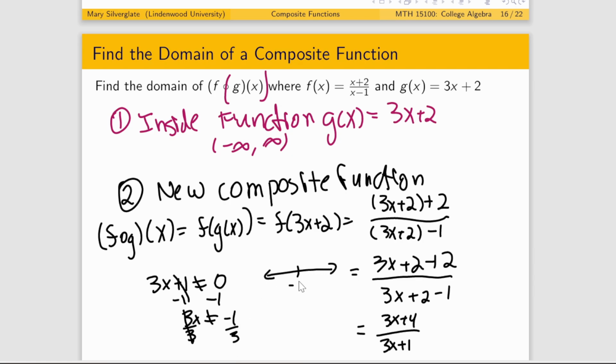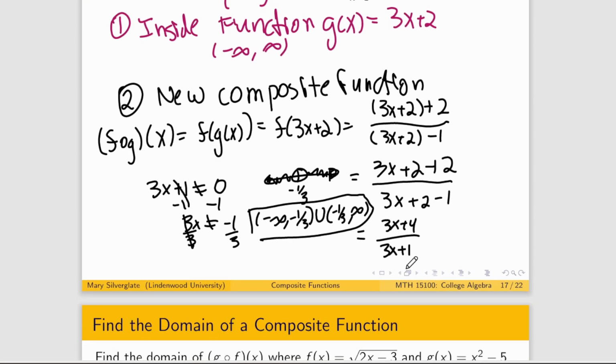So on a number line, I have negative 1 over 3, open circle. If there were any restrictions from the inside function, I would also put that on my same number line. I don't have any restrictions from that inside function, so I'm in luck. I just have to worry about this negative 1/3. So my overall domain in interval notation is from negative infinity to negative 1/3, parenthesis because I don't want to include the negative 1/3, and then negative 1/3 to positive infinity. And that is my final domain on the entire composite function.